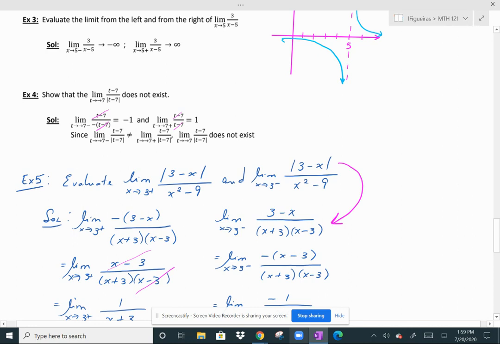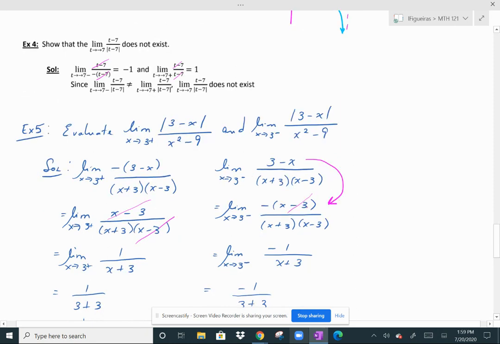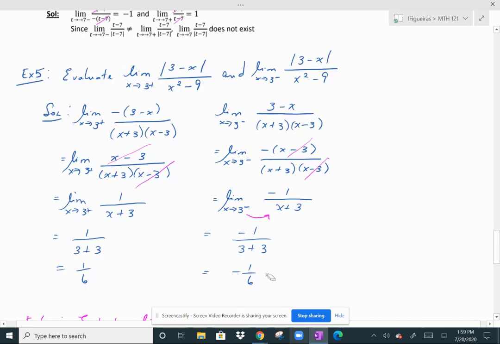And I also factored the denominator. But again, I can't exactly cancel anything because the numerator is off by a sign. So I factored a negative 1 out of the numerator. Now the x minus 3's cancel. So I'm left with negative 1 on top over x plus 3. Then by direct substitution, plug in the 3. You get that the limit value on the left has a value of negative 1/6. So again, if you were asked, does the limit exist at 3? Your answer would be no, because the left and right hand limit are not the same value.